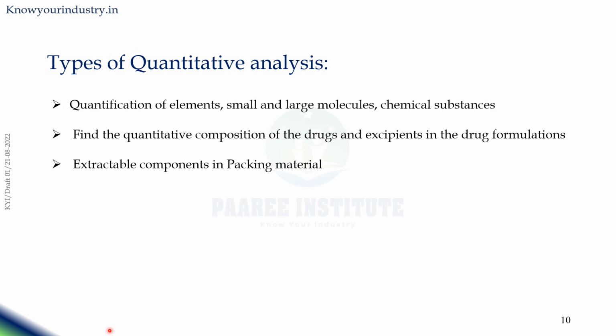When it comes to quantitative analysis, the examples can be quantification of elements, small and large molecules and chemical substances from the given product, and finding the quantitative composition of drugs and excipients from drug formulations. It can also be extractable components from a packaging material, etc. These are called quantitative analysis. So you are saying that this much is present, you are determining how much is present of the particular substance or impurity. So it is called quantitative analysis.